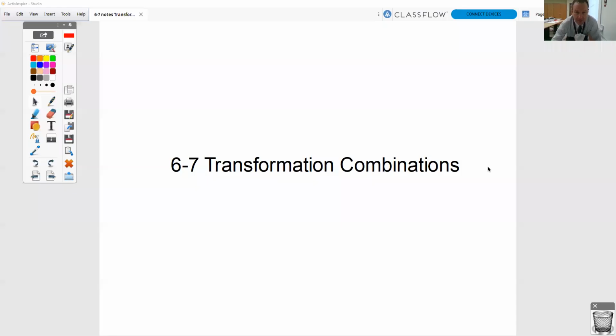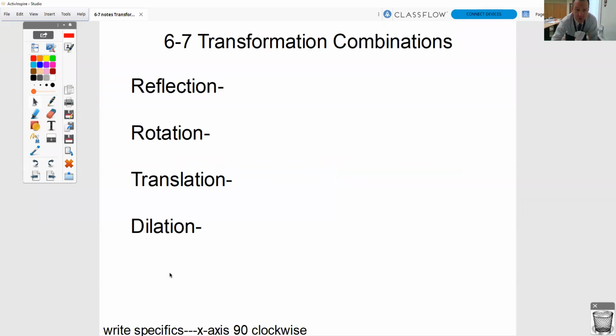This is a lesson for 6-7, which is transformation combinations. You're not just going to be doing one thing today. You're going to be doing two different transformations to the same picture. So you might do a reflection and then a rotation, or you might do a dilation, then a translation.